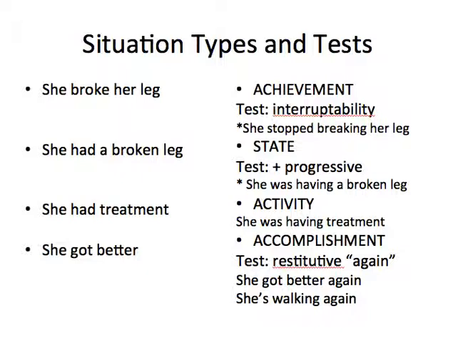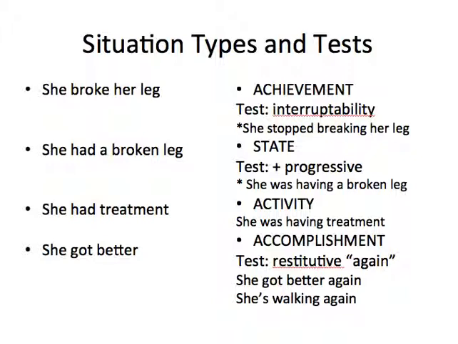And of course, one test for that is the use of the progressive. Can you use the progressive with it? She was having a broken leg. Sounds weird. Okay. So a test for states is that they often resist the progressive. Notice there are some verbs that we often use in the stative that can take a progressive, but it changes the meaning. It makes them into dynamic verbs.